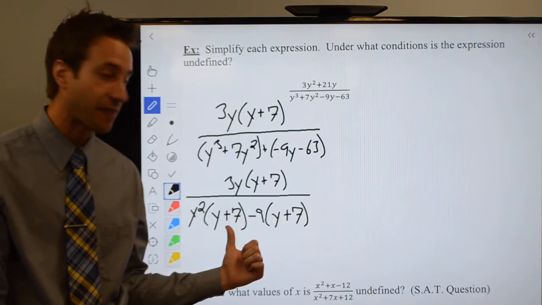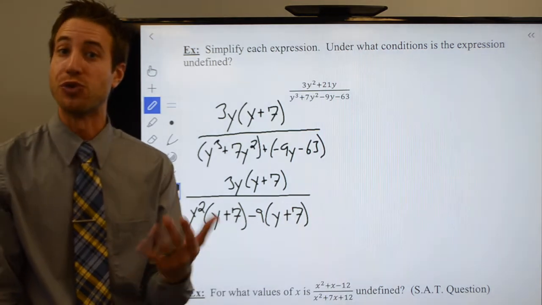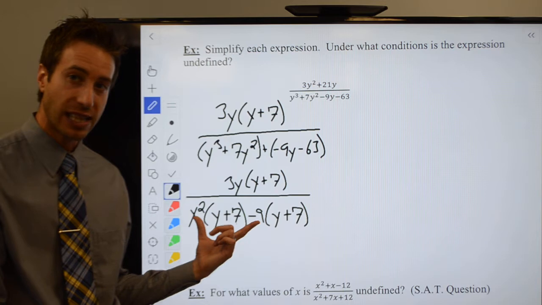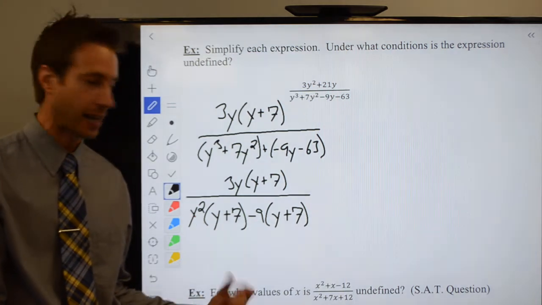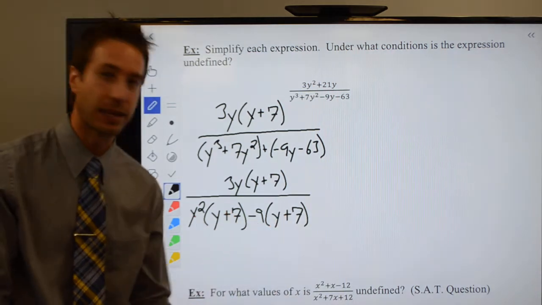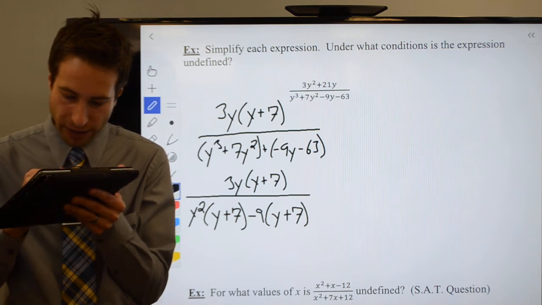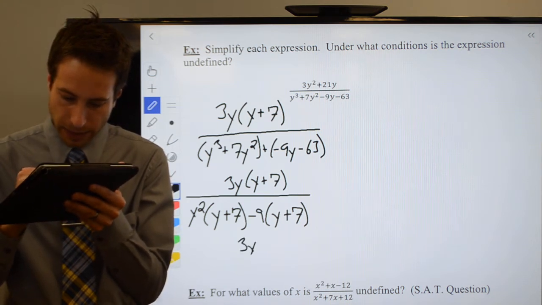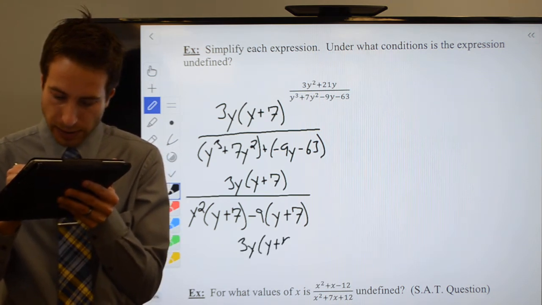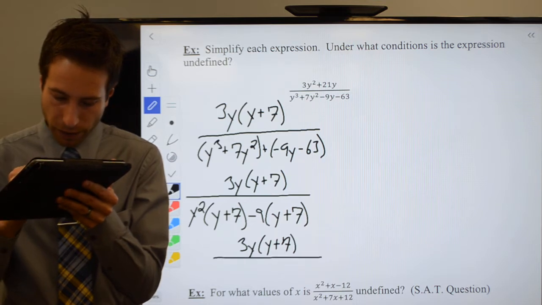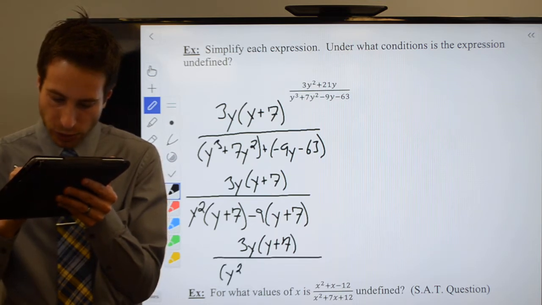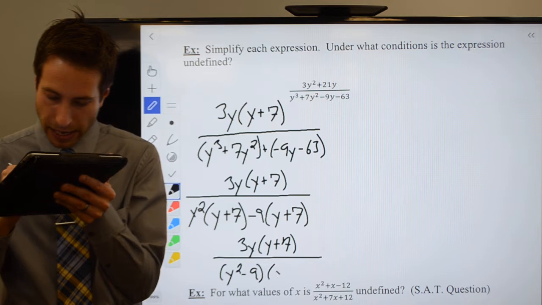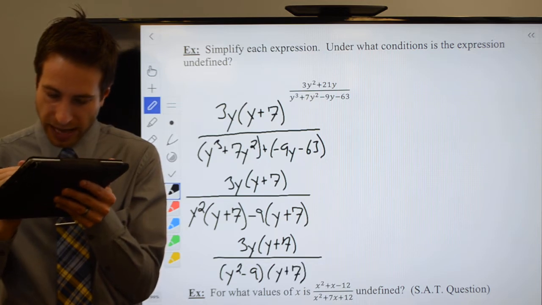These two factors have to be the same, and they are. So now I finish it by taking my 2 GCFs. They become a factor. And then those guys that had to be the same become my other factor. So I have a 3y times y plus 7 all over y squared minus 9 and a y plus 7.